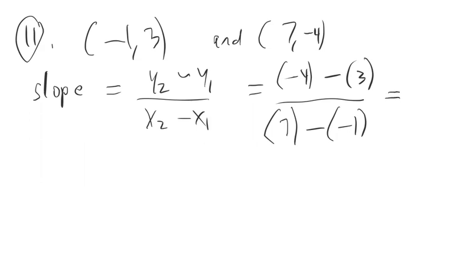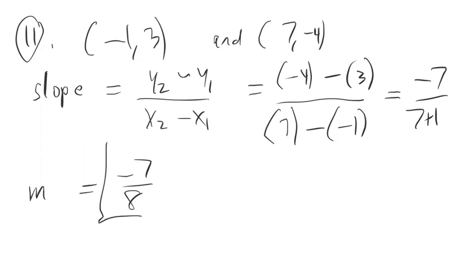-4 minus 3 is -7, and then 7 minus -1 is really 7 plus 1. And 7 plus 1 is equal to 8. So the slope is -7 over 8. Now let's do problem 12.